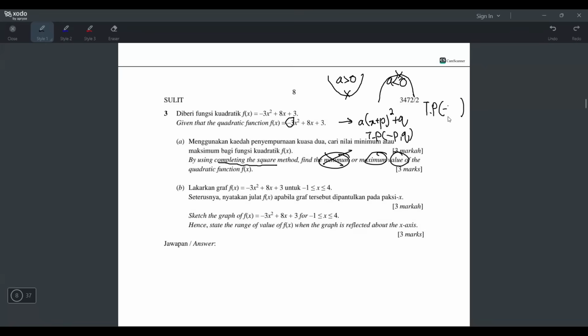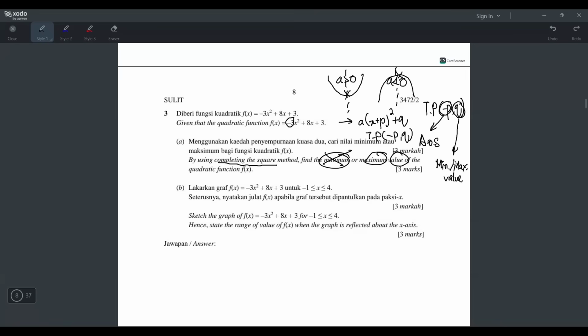When you get your turning point, negative PQ, this x coordinate will also tell you the axis of symmetry. Yes, because the x coordinate will be the axis of symmetry, right? And why I mention this is because sometimes the question likes to ask axis of symmetry, right? Then what about the y coordinate? The y coordinate will give you the maximum value or the minimum value.